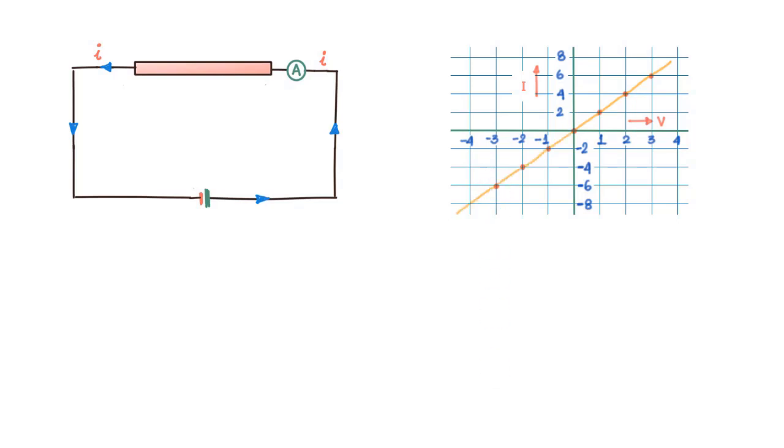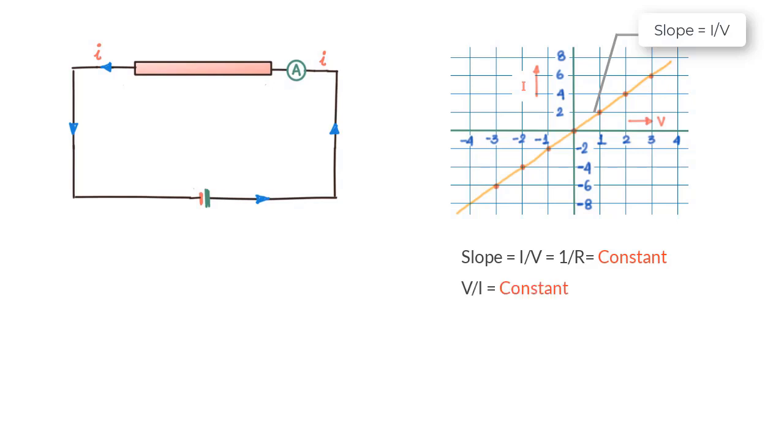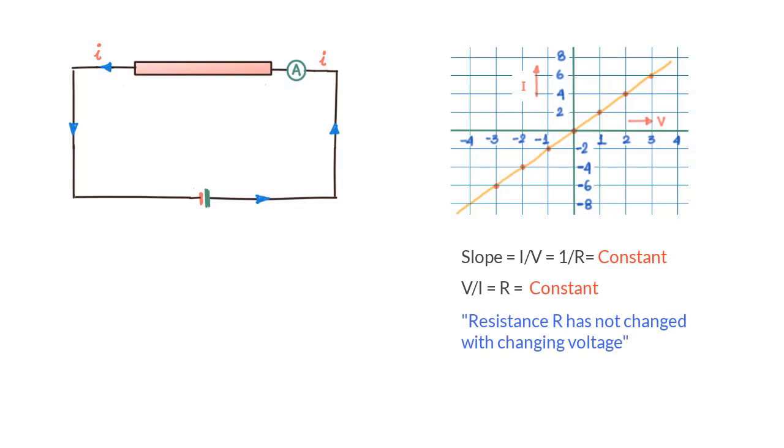So what we see is that the I versus V is a straight line plot passing through the origin, and the slope of the line is I by V, or 1 by R, that is a constant for all V values. So if I by V is a constant, V by I will also be a constant, and since V by I is nothing but resistance R, we say that the resistance R has not changed with changing voltage, or R is independent of the applied potential difference, and we say that such conductors follow Ohm's law.